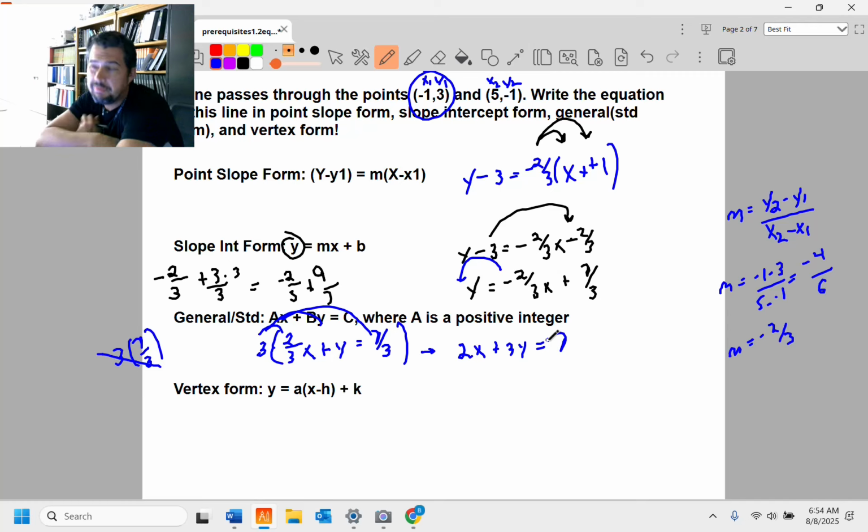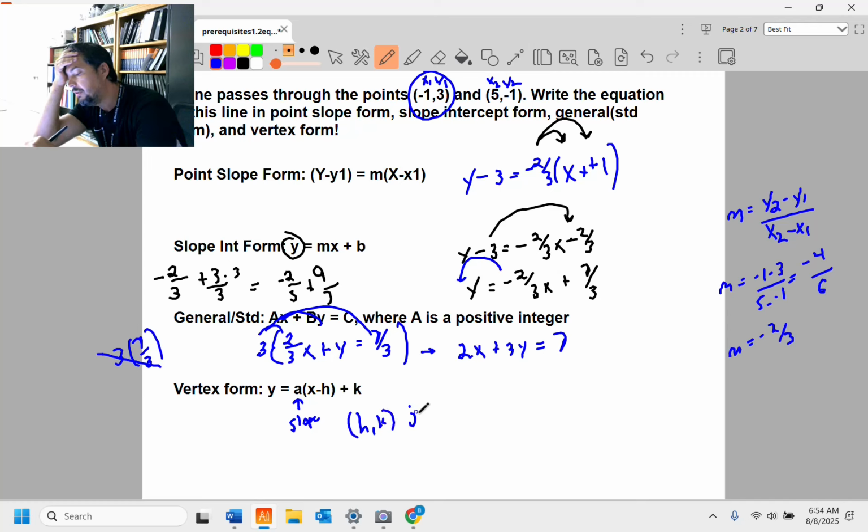Last up is vertex form, and I've never actually seen anybody try to teach vertex form with lines, and I don't know why they don't, because in Algebra 2, vertex form is huge. So do it with lines, just to get your kids exposed to it. Now, in vertex form, this is your slope. And h and k are just some point on the graph. That's all they are. We're just going to use that one.